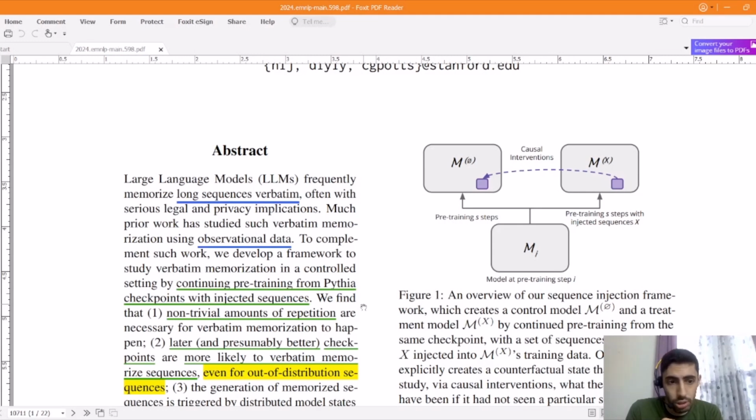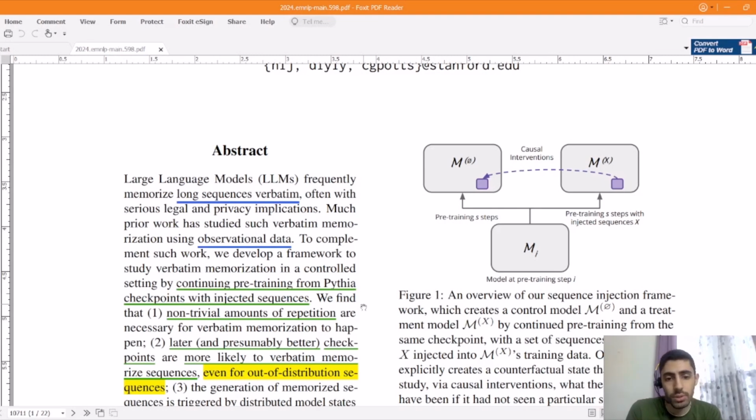So let's continue. Much prior work has studied such verbatim memorization using observational data. We will talk about observational data later in this video. To complement such work, we develop a framework to study verbatim memorization in a controlled setting by continuing pre-training from the Pythia checkpoints with injected sequences. Pythia is an open-source large language model, and we inject some sequences into this model.